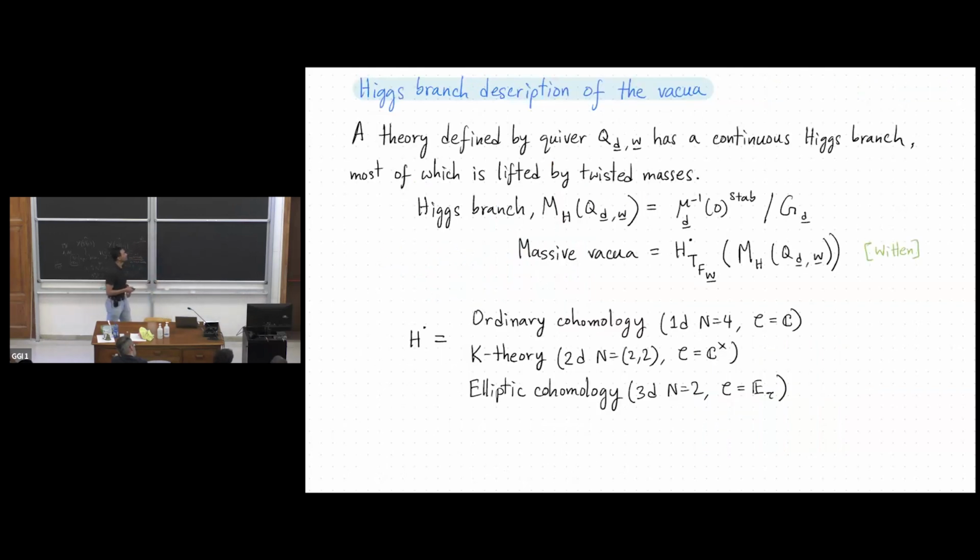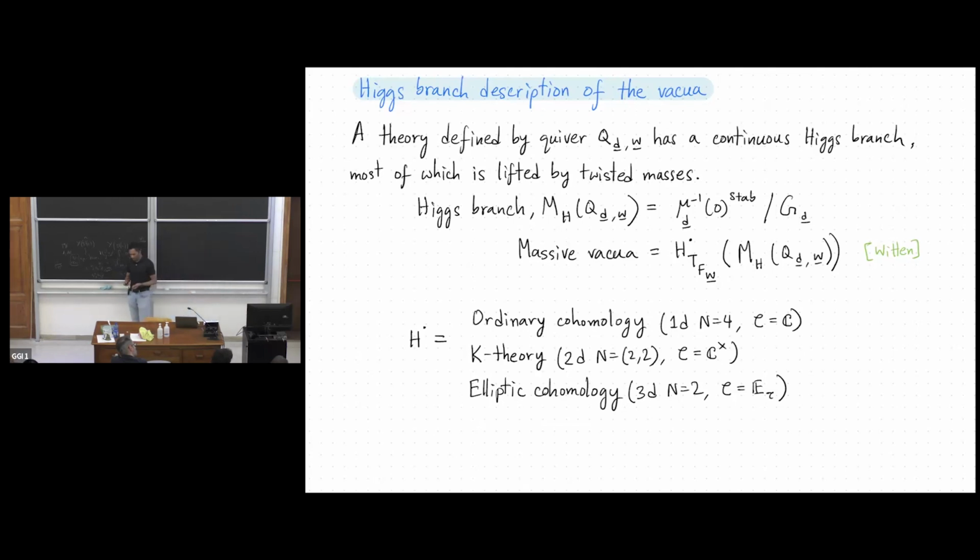Okay, so now to the Higgs branch description of these vacua. If we have a theory defined by these kind of quivers, first of all, they have a continuous Higgs branch, but when we turn on twisted masses, most of those are lifted. And by some general argument, the wave functions for the ground states correspond to the equivariant cohomology of these quiver varieties, where the equivariant cohomology is with respect to the maximal Cartan of the flavor symmetry.